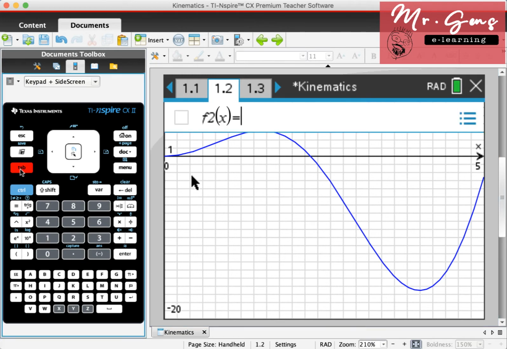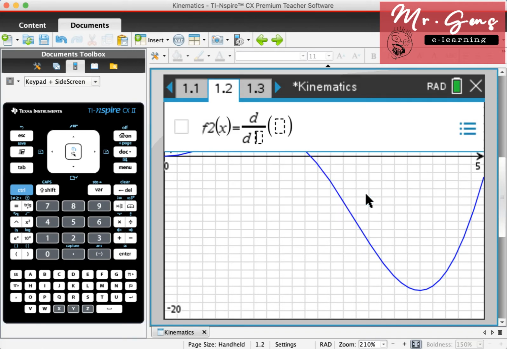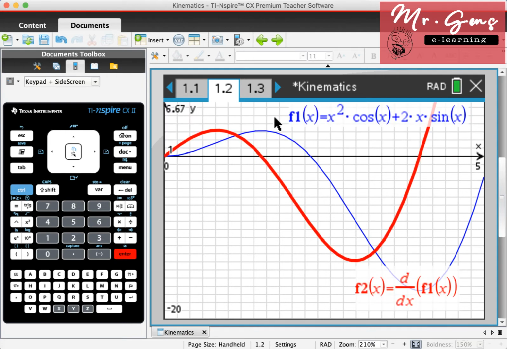I press tab for the second, and from the symbol button, I recall the derivative function. We need the derivative of the first graph, which is the velocity time graph. As you see, when the particle reaches the maximum point, velocity is 0. Then it changes the direction. Then velocity is negative at this state. When it reaches the minimum point, velocity is 0 again. Then it becomes positive.